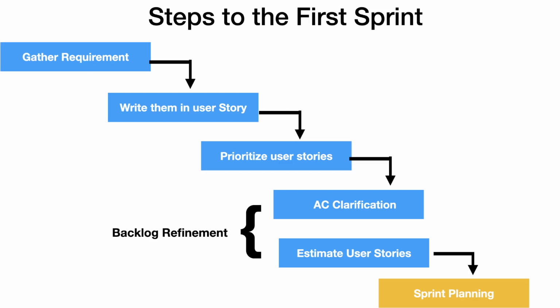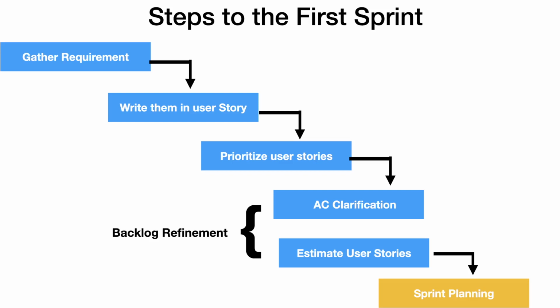And then we have backlog refinement. In backlog refinement, we have AC clarification. AC simply stands for acceptance criteria. And then you estimate these user stories. From all these, if you have a well-refined backlog, we will go into what a healthy backlog actually should look like when we get into Jira. When you have a healthy, refined backlog, then you can jump.